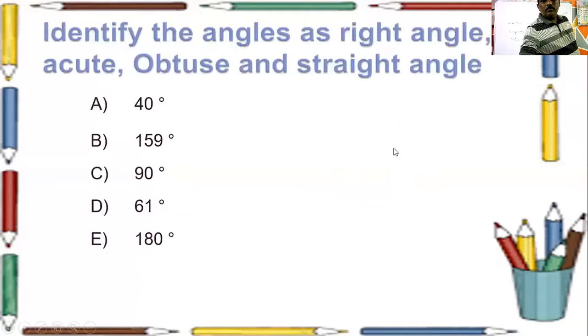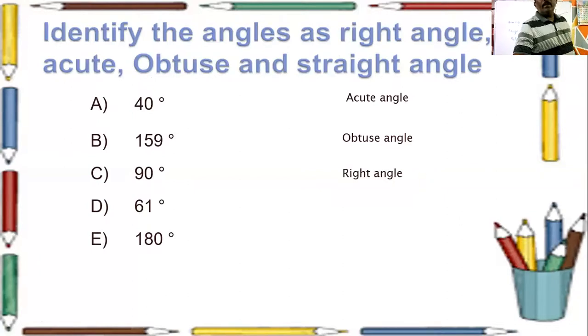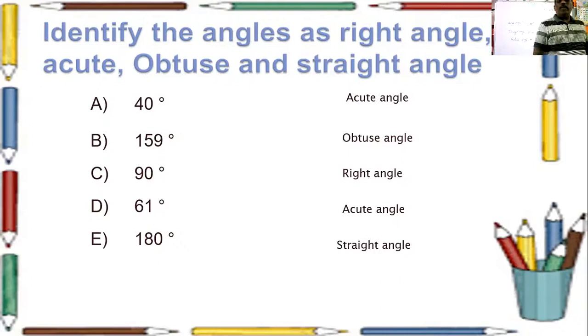Is it homework? Homework. Look at these 4 angles. Can you give the names to them? 40 degrees. Less than 90, acute angle. More than 90, obtuse angle. Exactly 90, it is a right angle. 61, less than 90 again, acute angle. 180 means straight angle.